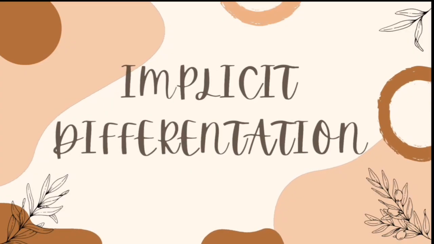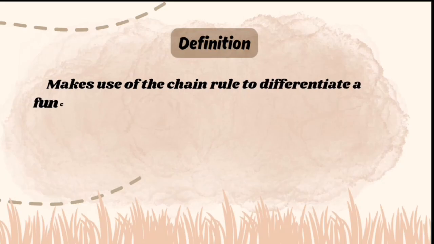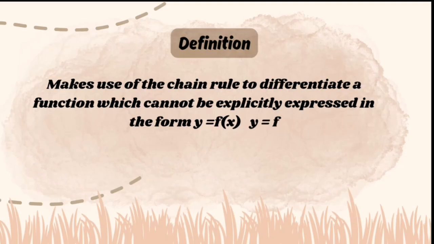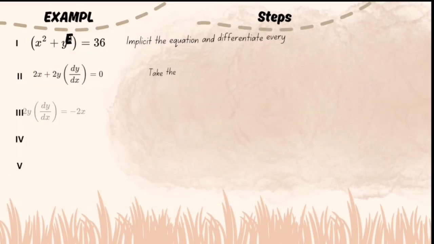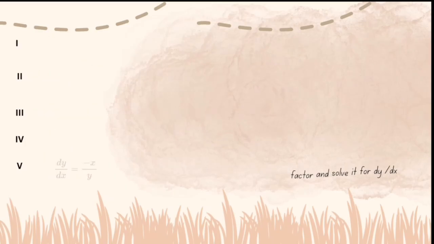The fourth one is implicit differentiation. This technique makes use of the chain rule to differentiate a function which cannot be explicitly expressed in the form y equals f(x). Here, I show you some tips or steps that we can do to apply this technique. As you can see, every term that has y in it, we must put a dy/dx after we differentiate them. So, for the last step, after we factorize all the terms, just leave the dy/dx on the left side to get the answer.